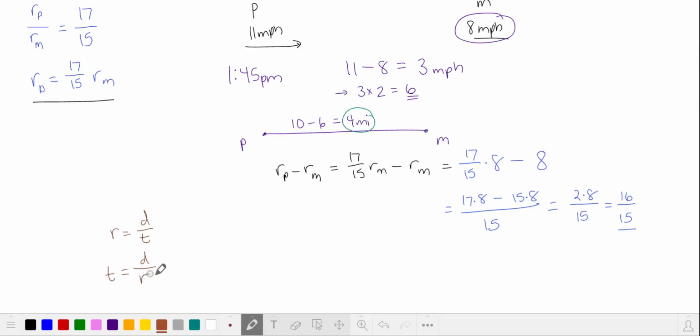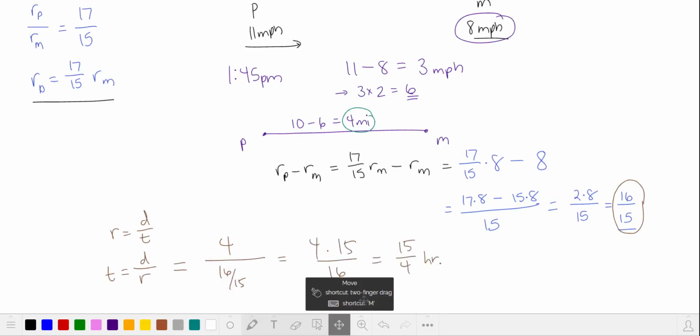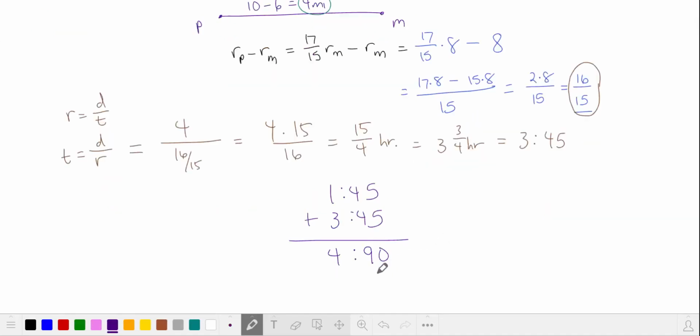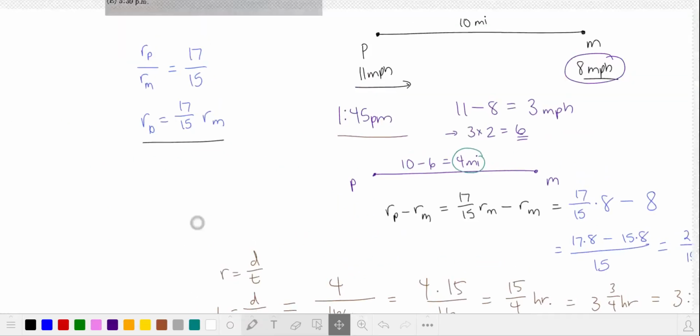Time is equal to distance over rate. This difference in the rates is equivalent to the merchant ship being still in the water and the pirate ship traveling at 16 over 15. So we can substitute 4 miles for the distance and divide by this rate, 16 over 15. This is 15 over 4 hours. We'll write it as a mixed number and then convert this into minutes. So this remaining chase takes 3 hours and 45 minutes, starting at 1:45. So we'll add that time. That's 4 hours and 90 minutes. We'll pull out 60 minutes and call it an hour. So that's 5:30 p.m. Let's check our answer choices.